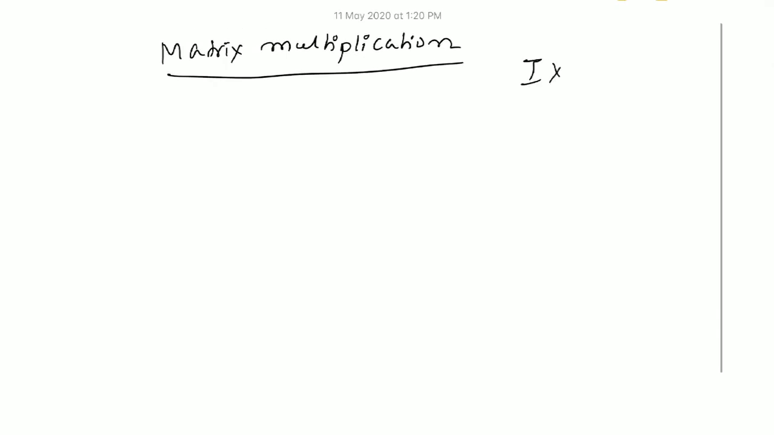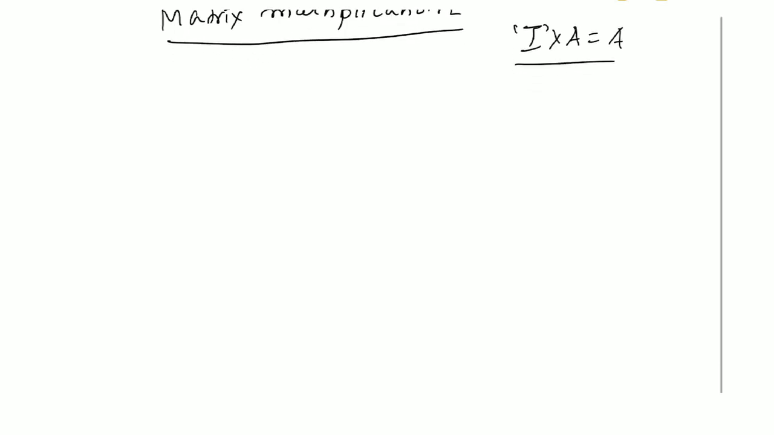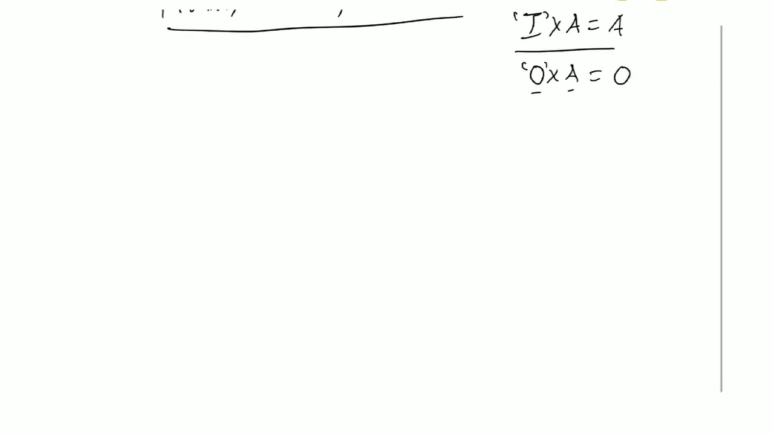Fine. Okay. Now, for matrix multiplication, we have some properties, which is I into A is equal to A, where I is the identity matrix. Now, I have discussed these things earlier also. Okay, cool. And also O, which means the null matrix, where all the elements are 0.